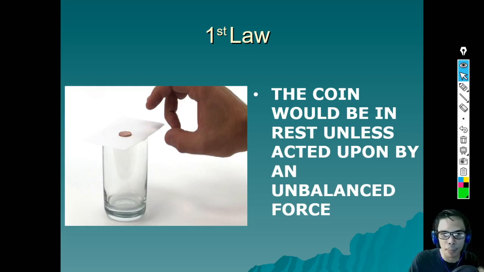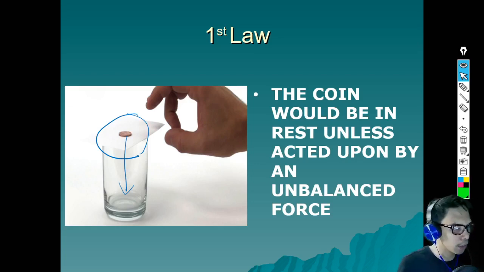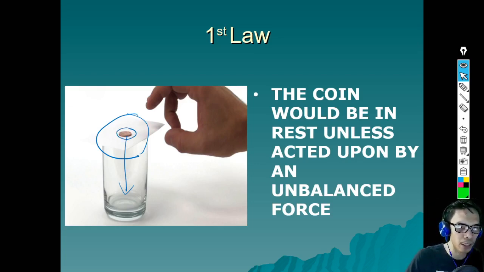Next one. If you are familiar with this particular trick, the coin trick here, you can expect what will happen to the coin if you remove the paper below it by tapping it out. It will fall down. This is what the first law is all about. The object is at rest, and as long as the paper is in there, it will stay at rest.